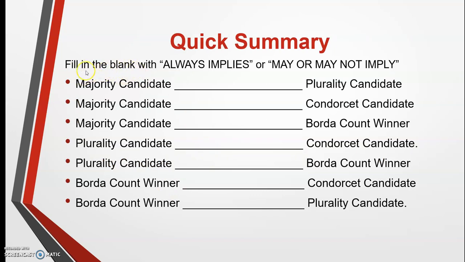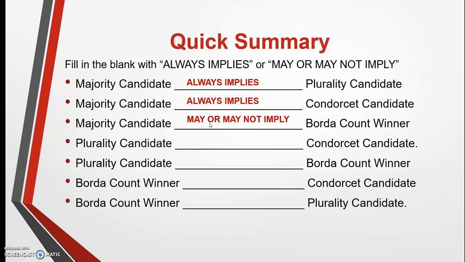So, quick summary. Fill in the blank with always implies or may not imply. Well, a majority candidate, remember, is more than 50% of the first place votes. So if you have a majority candidate, that always implies a plurality candidate. The majority candidate, again, because they have over half of the first place vote, is going to beat everybody else head to head. So the majority candidate always implies a Condorcet candidate. The majority candidate, however, does not always imply the Borda count winner. So it may or may not imply that.